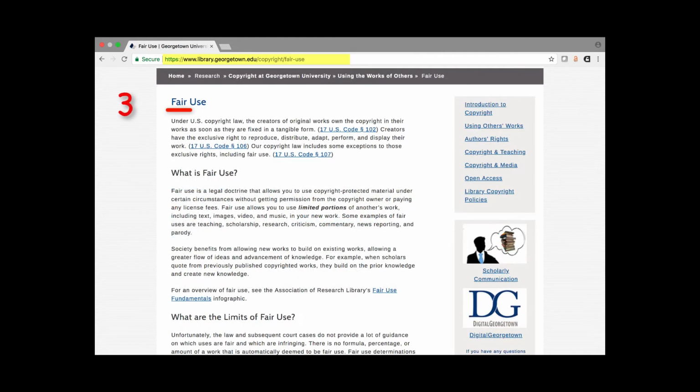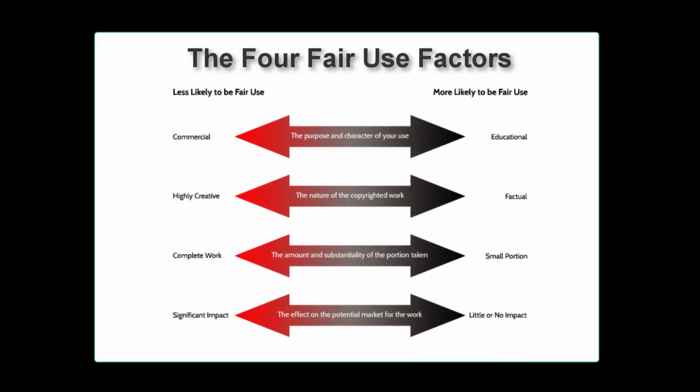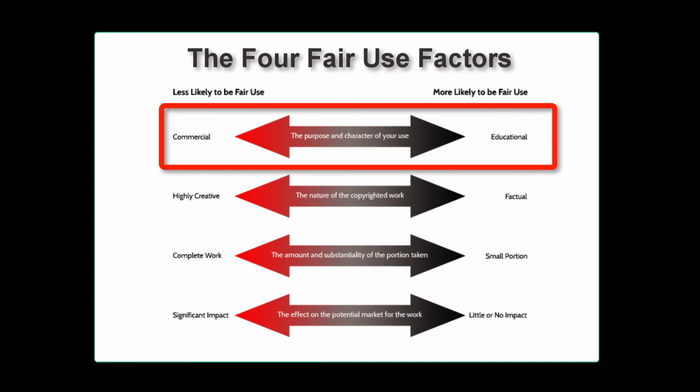Third, fair use permits the use of limited portions of a third-party work in a new work without permission or license fees. Absent unusual circumstances, properly cited direct quotations in your work will qualify as a fair use. For the use of other works, you will need to analyze the 4 fair use factors to determine whether your use is fair. The purpose and character of your use.